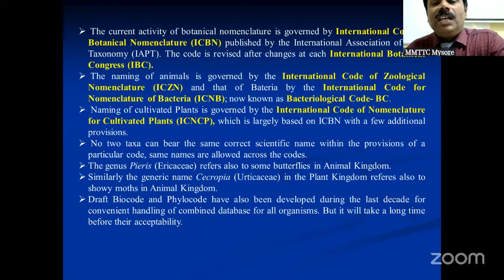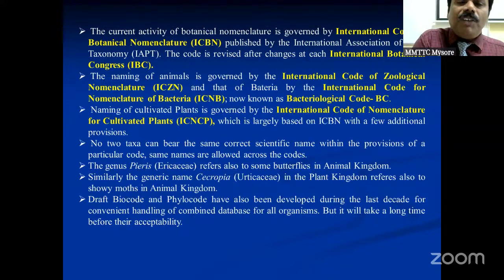The code is revised after changes at each International Botanical Congress. Actually, this usually happens once in 6 years. We had the 20th Botanical Congress at Madrid, Spain. We had the 18th International Botanical Congress at Melbourne. We had the 19th International Botanical Congress at Shenzhen, China. This is what happens once in 6 years; it is going to be held actually.